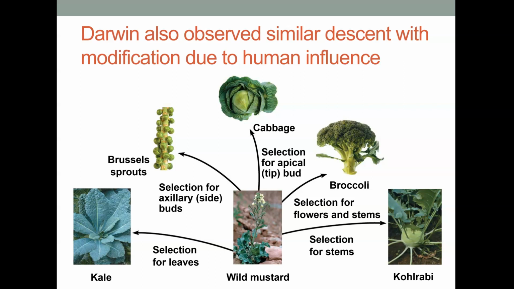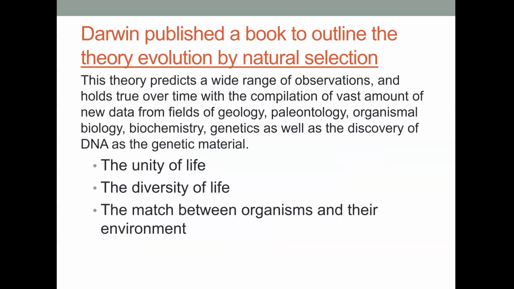But again, think about how different all of these plants are in terms of their characteristics and their observable traits. They're all the same. They're all the same plant. They come from the same wild mustard plant, and because over time they have been selected by gardeners for specific characteristics.